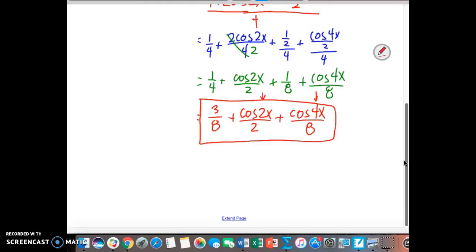So for section 7.3, the bookwork that we'll be working on is on page 548. It's numbers 1 through 9 odd. Then we also have 15 through 31 odd as well.